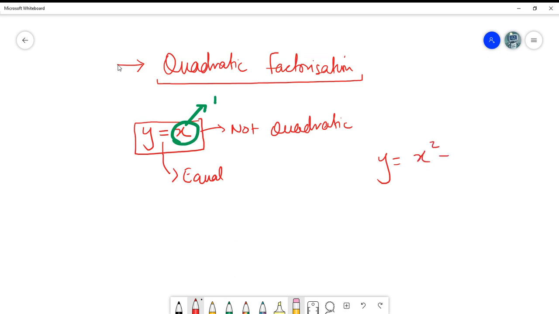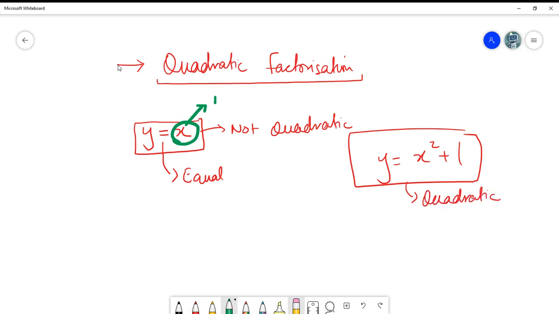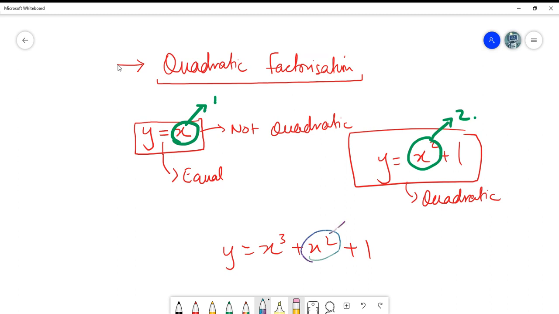For example, this is a quadratic equation because as you see, the power of x here is 2. Remember, the maximum power of x has to be 2 in order for an equation to qualify as a quadratic equation. This equation here, although it has x to the power of 2, is not a quadratic equation because it's got an even higher power of 3. So this is also not quadratic.